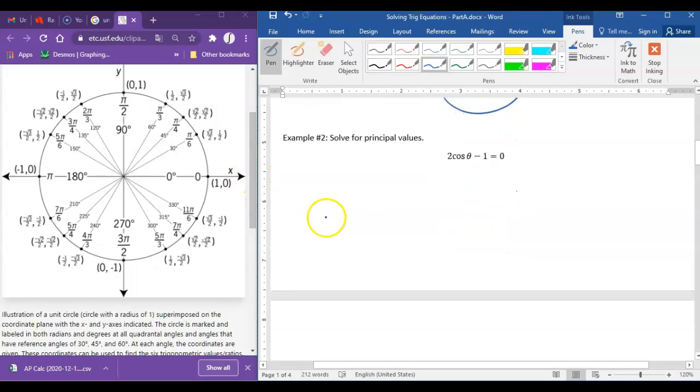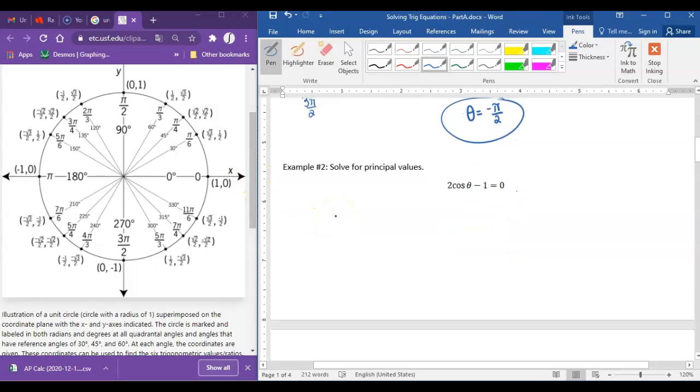For number 2, we're supposed to solve for principal values. This time we've got a cosine function, and we're solving for principal values. So that means we're looking from 0 to pi. So we're looking for values 0 less than or equal to x less than or equal to pi. So we're only looking at the first and second quadrants of the unit circle. And we're just solving this for cosine.